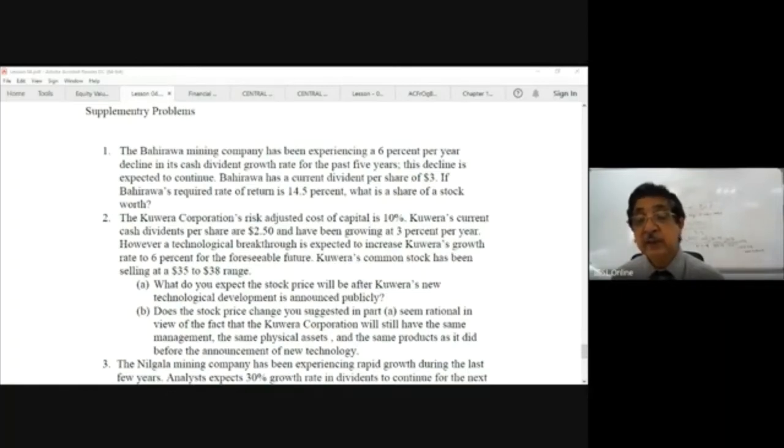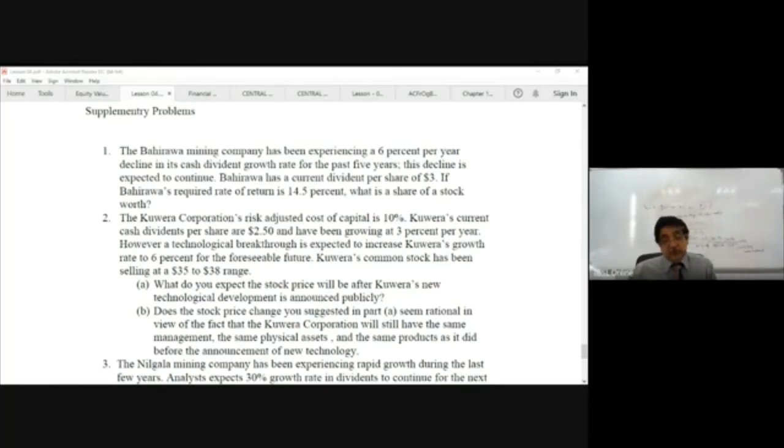Price will increase, the answer is correct. It will increase. Why will it increase? If you go into the formula, you will find that P0 is equal to D0 (1 plus G) divided by (K minus G). Now, when you say G is increased, what will happen?